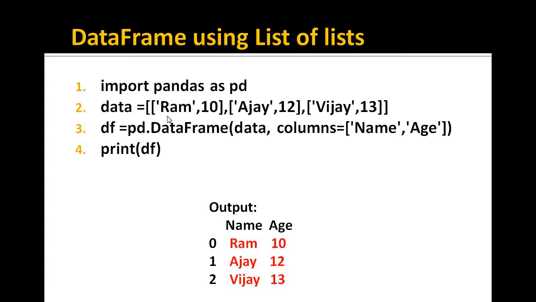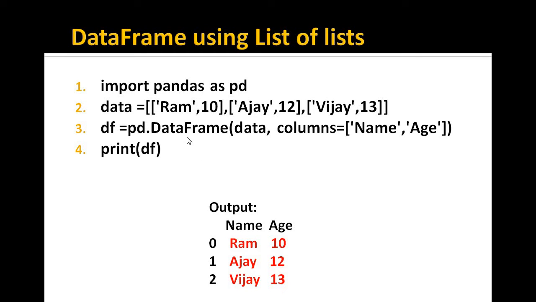The first value will be given to row number 1, where the first list of this list data that has the value Ram will be given to the first column, 10 to the second column. Same as the second list inside this data list, Ajay, 12. Ajay will be assigned to the first column, 12 to the second column, and this will go in the second row. Vijay and 13 is another list, and it will go into the third row with Vijay to the first column and 13 to the second column.